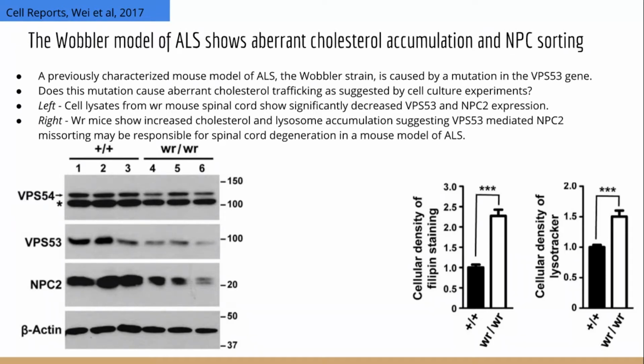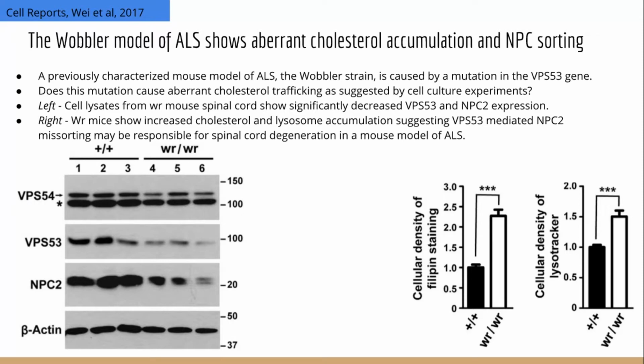Well, a previously characterized mouse model of ALS, amyotrophic lateral sclerosis, the wobbler strain, is actually caused by a mutation in the VPS53 gene, and it's already known and it's well validated. So they didn't need to look very far for a mouse model of VPS53 mutation. But the question is, does this mutation in VPS53 and the resulting pathology have anything to do with cholesterol as suggested by the current research?